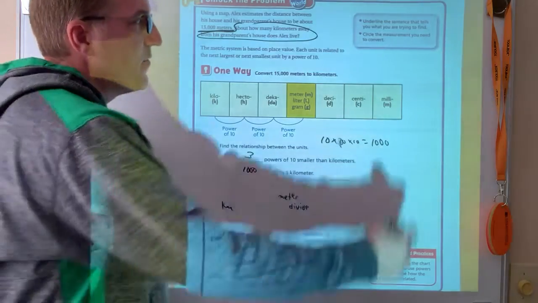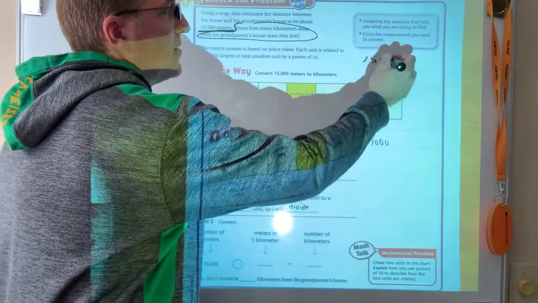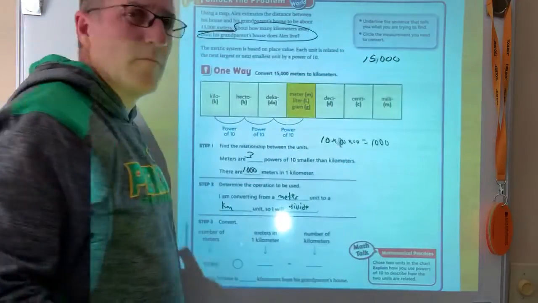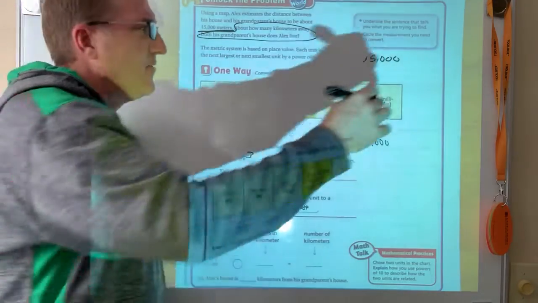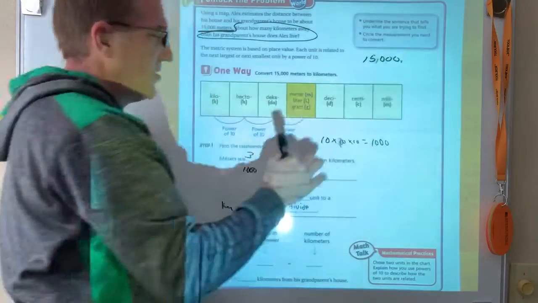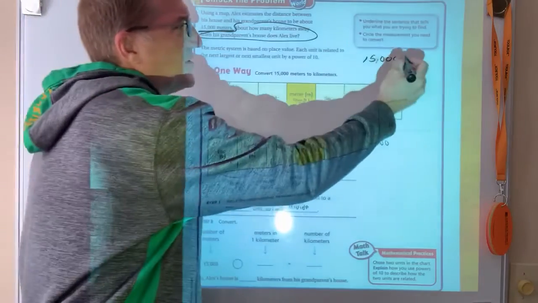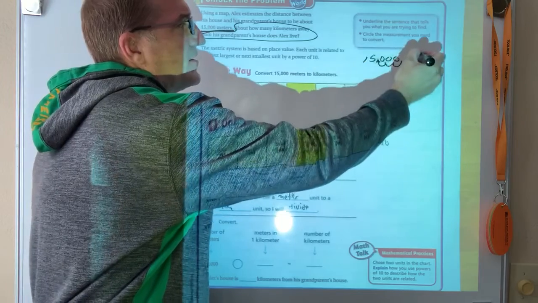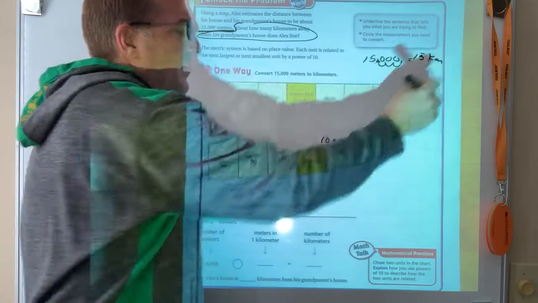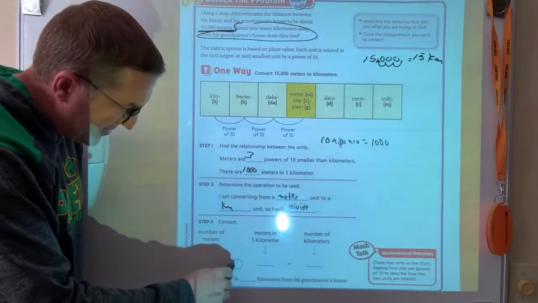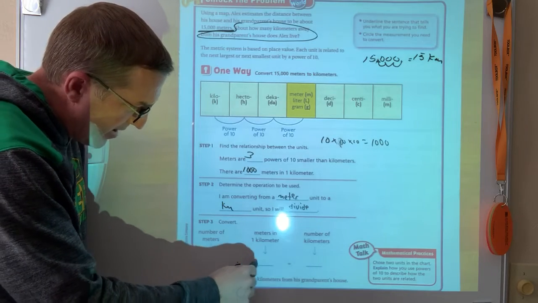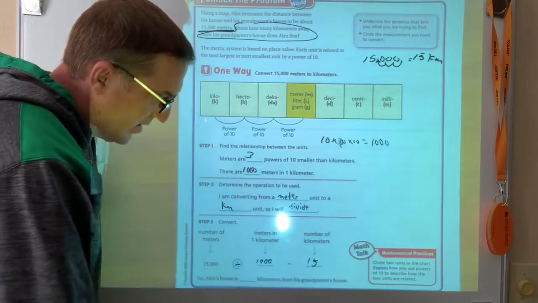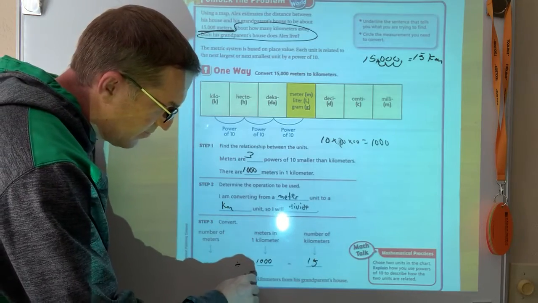All right, and if you put it up here, 15,000, remember what I said before, decimal goes where? At the very, very end. Place the decimal, just like here, 1, 2, 3 jumps. 1, 2, 3 jumps, I put it right there. This is gonna equal 15 kilometers. 15,000 divided by 1,000 equals 15. So it's about 15 kilometers, boom.